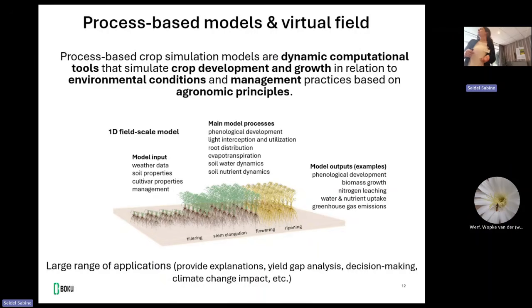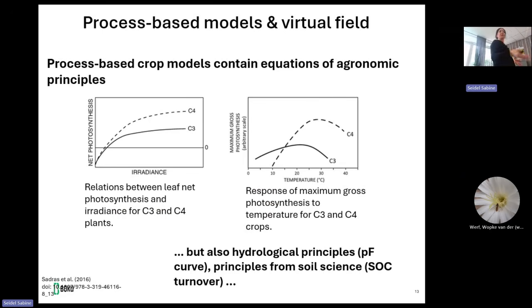Coming back to the economic principles, as I have already said, there are equations in the model, and usually they are mathematically not very challenging. They are just relationships, like here the net photosynthesis as a relationship of irradiance for C3 and C4 plants, or the maximum gross photosynthesis related to temperature, again for C3 and C4 plants. But other principles and equations are also in the models, for instance the pF curve, the soil water retention curve, the relationship of soil water potential and soil water content, or other principles from soil science like soil organic matter, soil organic carbon turnover, soil organic carbon pools, or whatever.